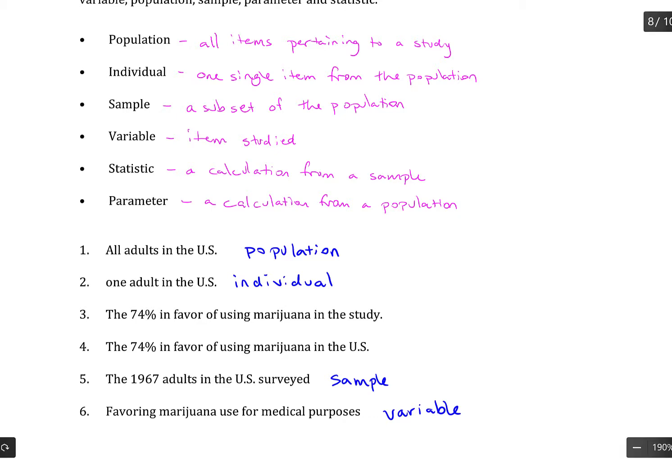So let's see what makes most sense. All right, so the 74% in favor of using marijuana in the study. So this right here sounds like a statistic because it says in the study. So that means of those 1,967 adults that were surveyed, that right there is the study. 74% of them favor marijuana use. So statistic. The 74% in favor of using marijuana in the US, that is the parameter, because that is where we've taken the statistic and generalized that result to the population.